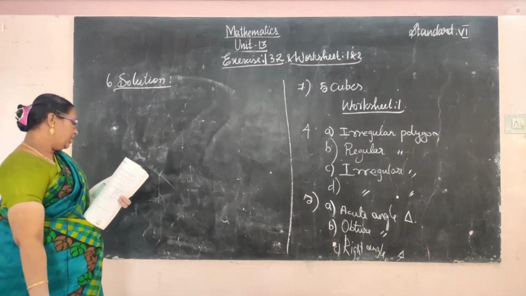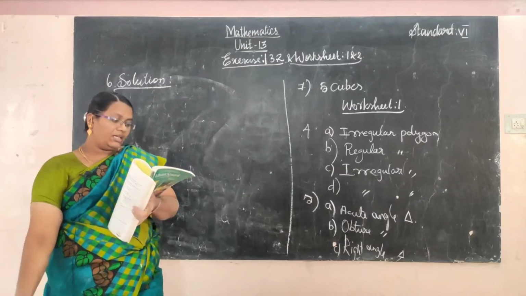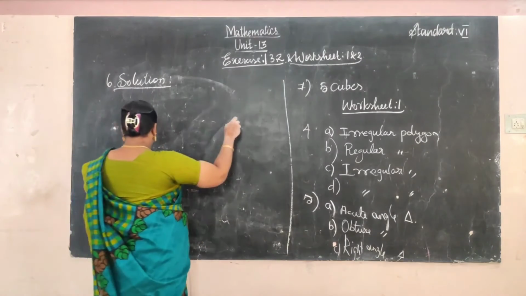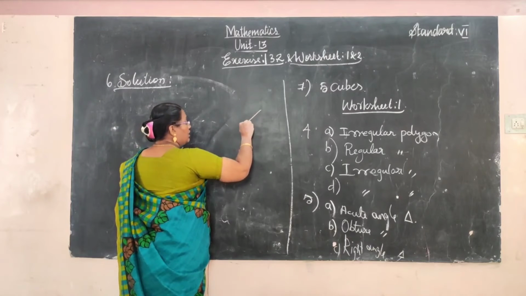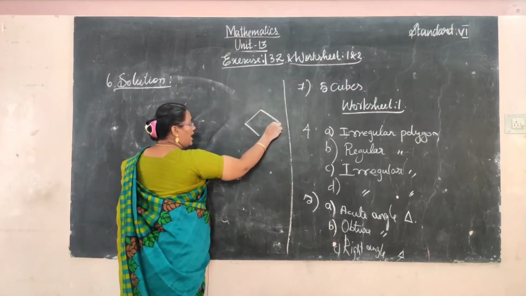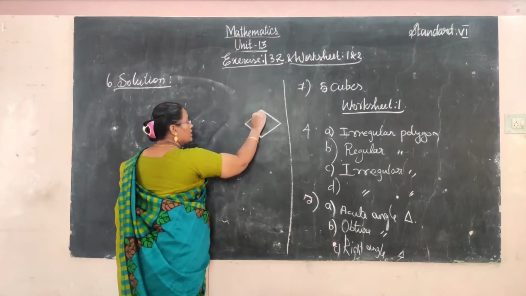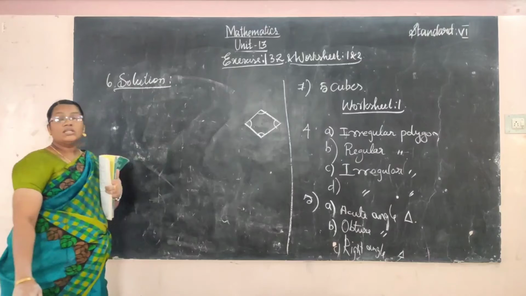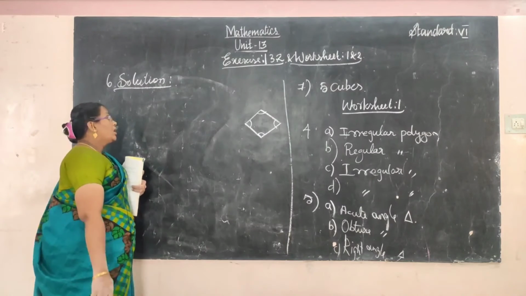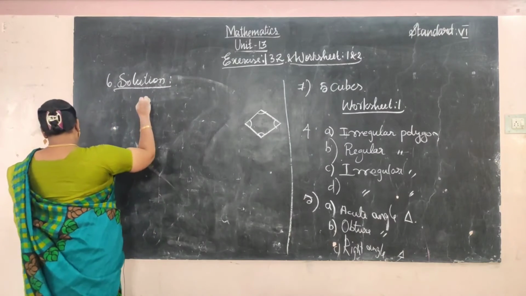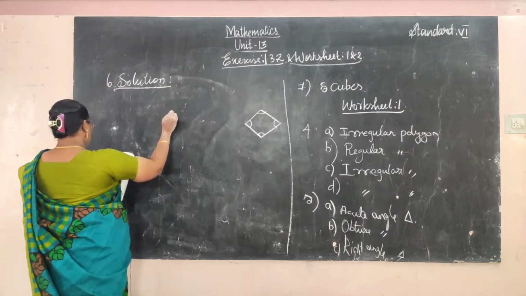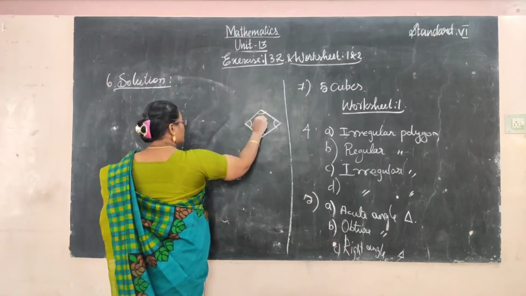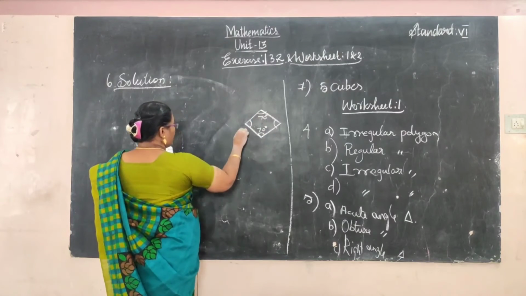One of the angles of the rhombus is 70 degrees. Find the remaining angles. Opposite angles are equal in a rhombus. So one of the angles is 70 degrees, and this one is also 70 degrees because opposite angles are equal.